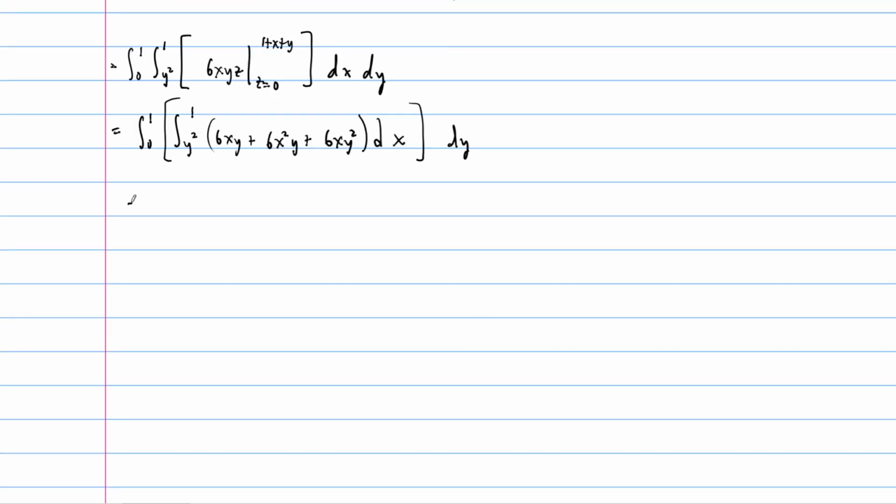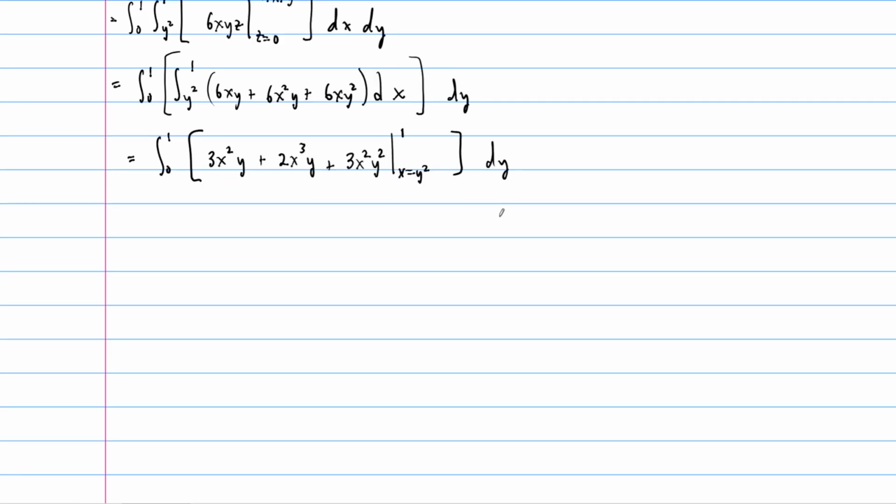Okay, so we work this one out again. 0 to 1. Antiderivative here. This is all with respect to x now. So this one's going to be 3x squared y plus 2x cubed y plus 3x squared y squared. And for this one, we're going to plug in x equals y squared and then up to 1.